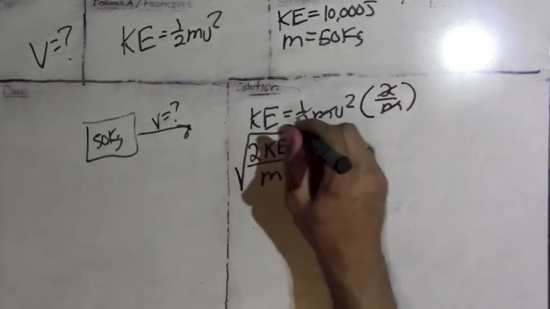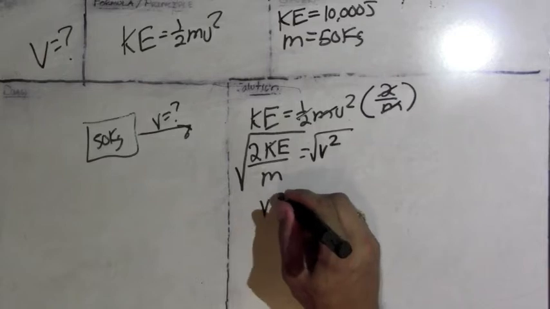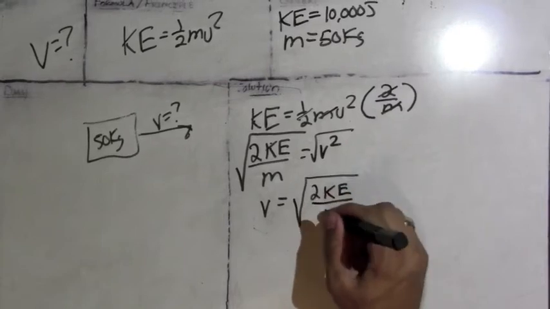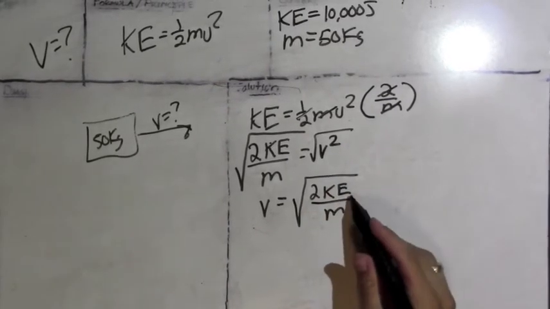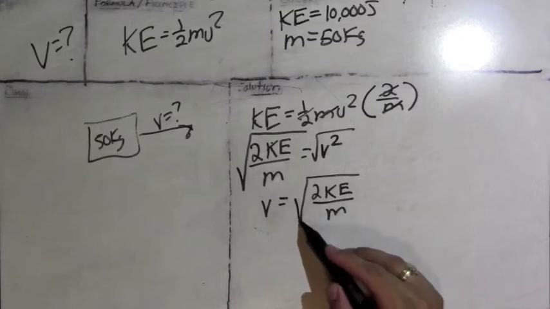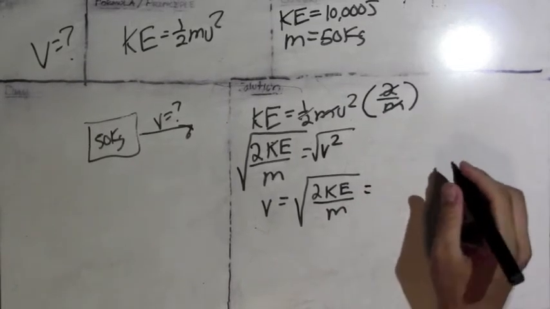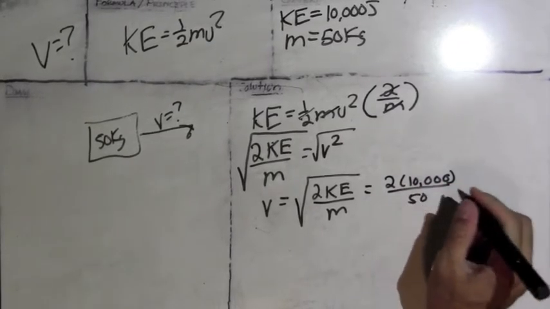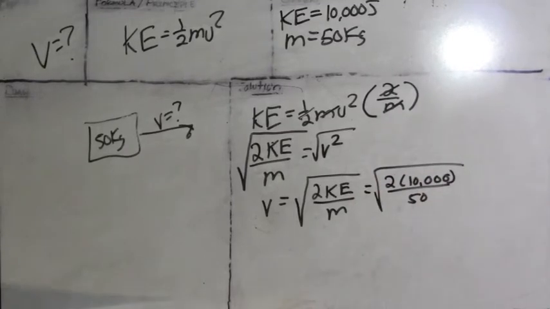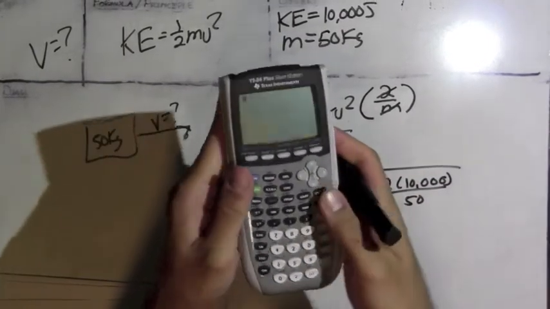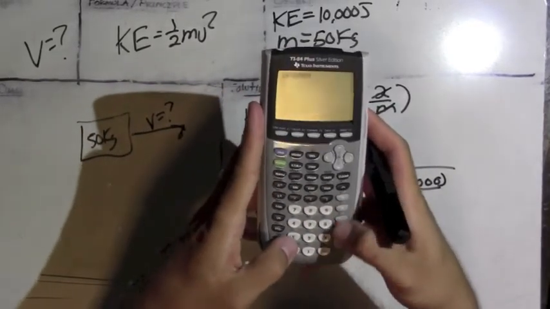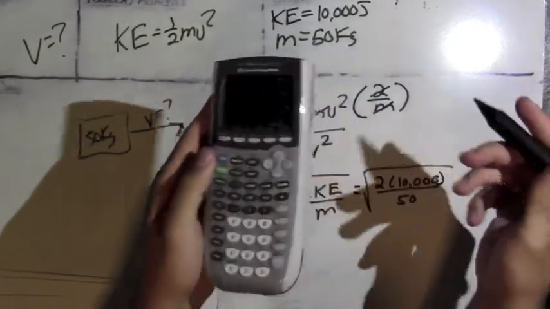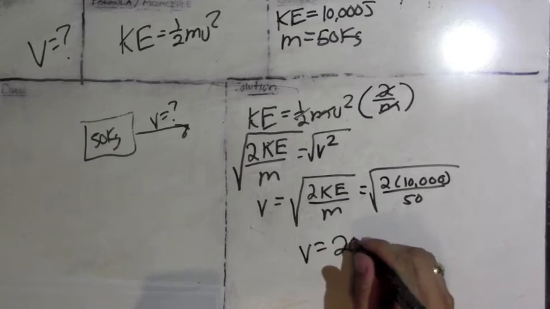Take the square root of both sides, and what I get is the velocity is equal to the square root of 2KE over m. Now remember, whenever you do this, you have to do everything first and then take the square root at the end. That's what this indicates. So what I would say is 2 times 10,000 divided by 50, and whatever I get with that, I'll take the square root of. So we go to our calculator, we say, okay, 2 times 10,000 divided by 50. We take the square root of that, and we get a velocity of 20 meters per second.